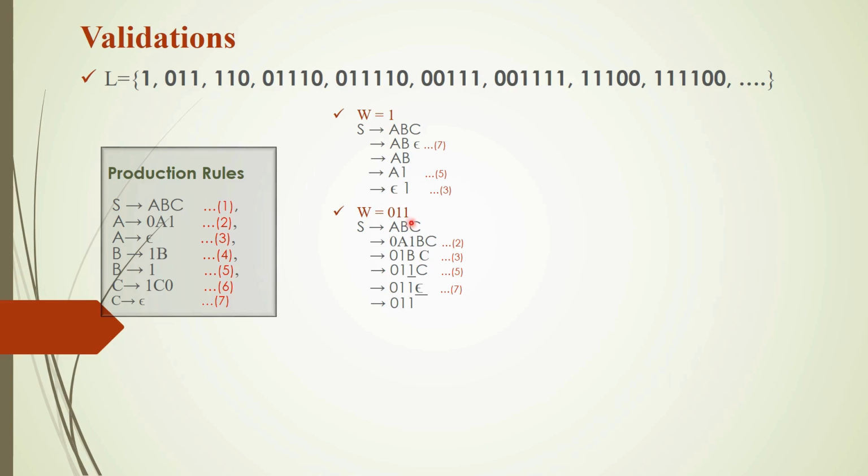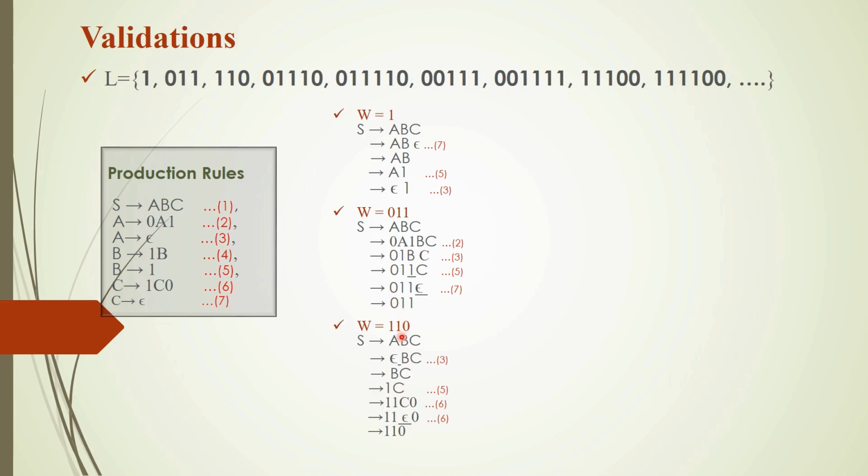Now I have to substitute B with a 1, so I'm substituting B with 1 as per the fifth rule. After that I have already generated my whole string, and now I am substituting my C with epsilon. Lastly, this is the generated string. So this is how you have to substitute your production rules for string generation.